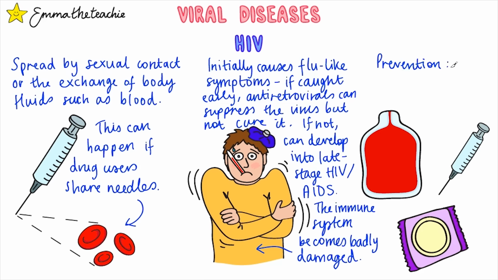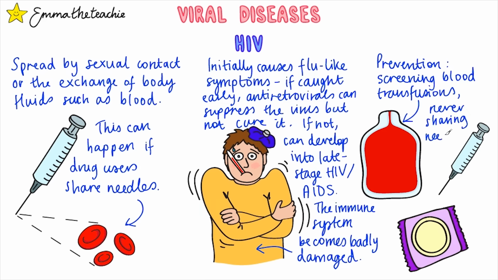To prevent the spread of HIV, blood transfusions should be screened for this disease. Needles should never be shared. And condoms should be used before any sexual contact is made, including oral sex. Mothers can also be screened for HIV during pregnancy. If found to be positive, they'll receive specialist care and should not breastfeed their babies.